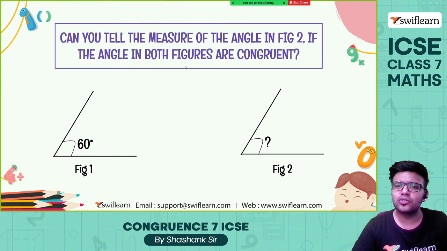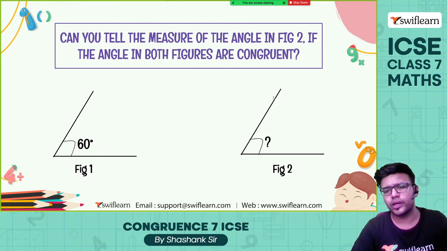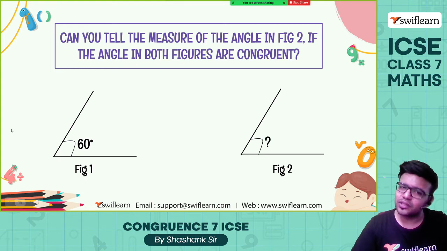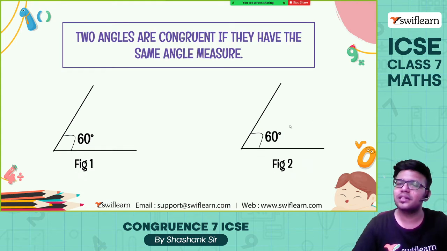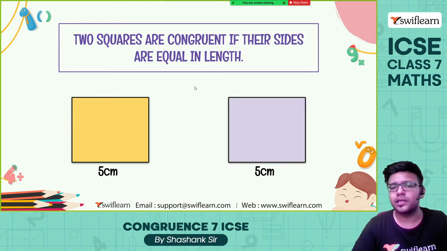Can you tell the measure of the angle in figure 2, if the angles of both the figures are congruent? Now what they are telling is figure 1 is congruent to figure 2. So this is 60. This also will be 60. Two angles are congruent if they have the same angle measure. So this is 60.